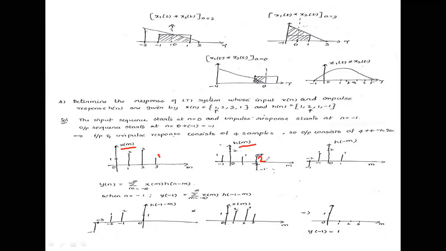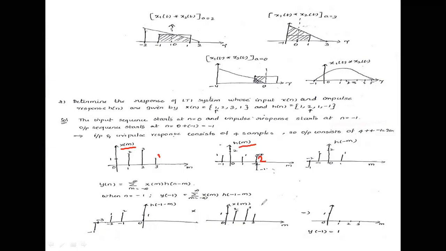So the value at 1 goes to -1, the value at 2 goes to -2, and the value at -1 now goes to 1. So h of -1. When n is equal to -1, y of -1 is the sum over m from -infinity to infinity of x of m, h of (-1 minus m). So shifting towards the right, whenever you add the shift, here you take it as n, because it is a discrete time function.